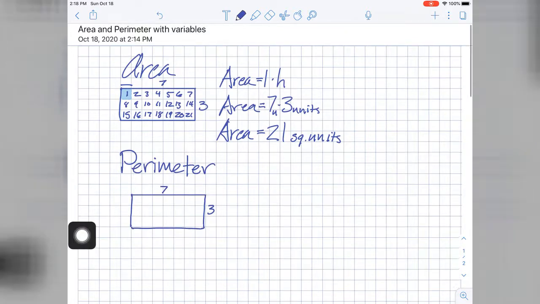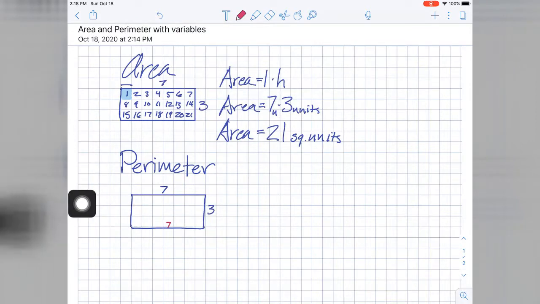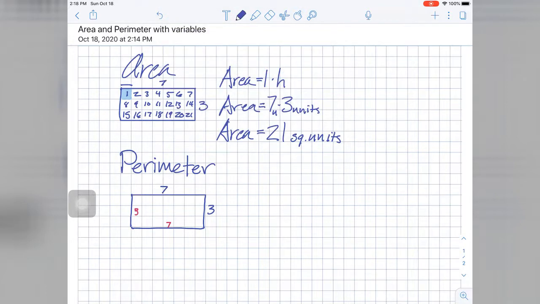Because I know these are parallel lines, this line has to be the same length. So even though it doesn't say it right now, and it doesn't say it up here, I know that this length is also 7, and that this length over here is going to be the same length as that, so that's also 3. So I'm just going to add all of those up. So perimeter is always just the total length of sides. So the perimeter equals side 1 plus side 2 plus side 3 plus side 4.